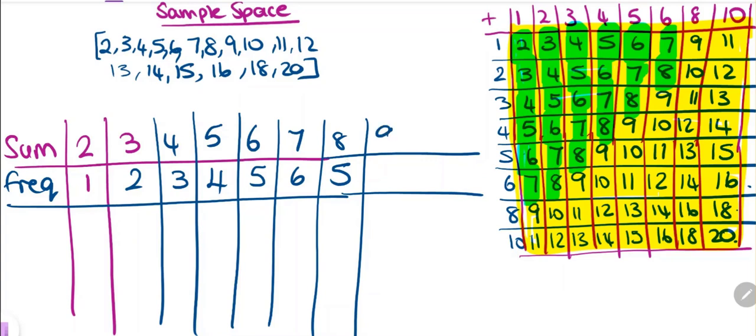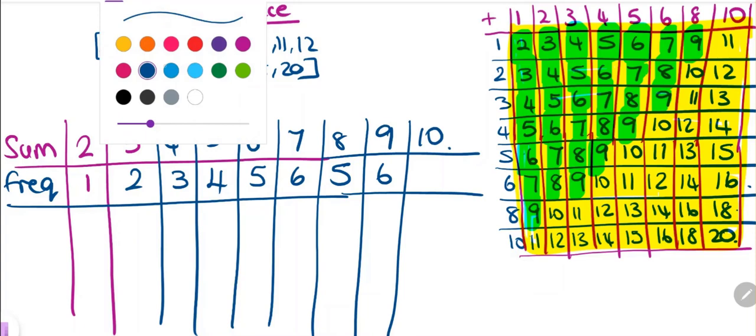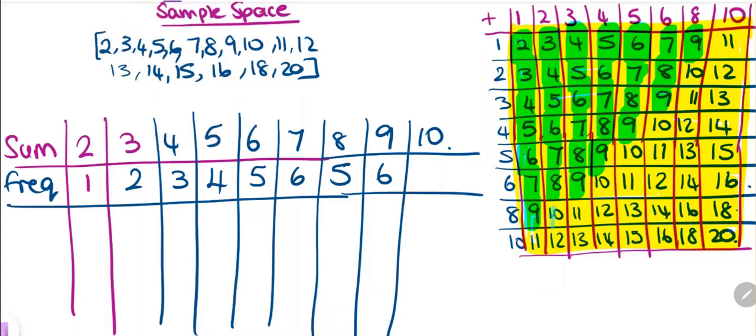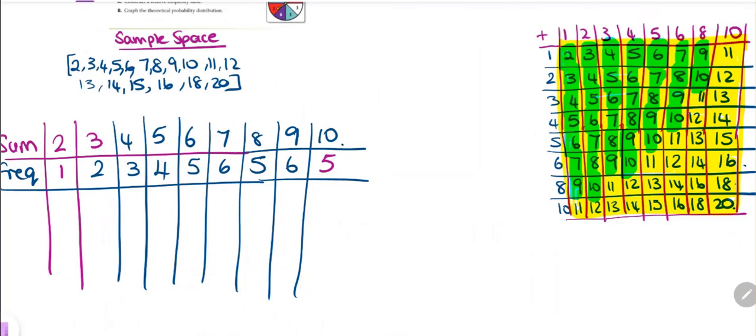And then to score 9, we have 1, 2, 3, 4, 5, 6. To score 10, we have 1, 2, 3, 4, 5. So there is a pattern here. To score 11, we have 1, 2, 3, 4, 5, 6.